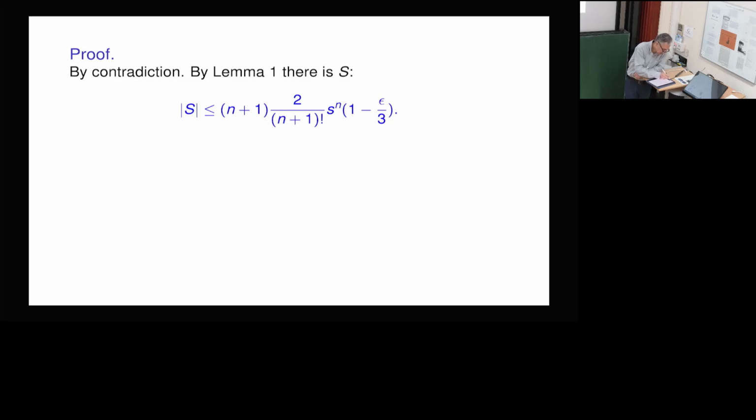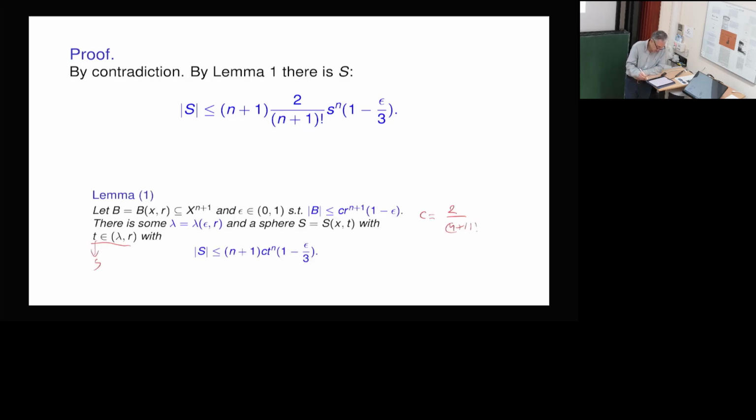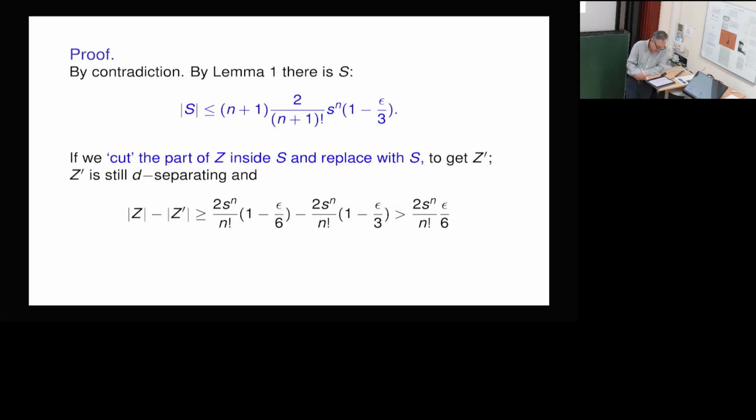So this is my sphere that satisfies this inequality. I remind you that I get it from this lemma, and I apply the lemma for C equals 2 to the n plus 1 factorial, and the T is the S here. Now if we cut the part of Z inside S and replace it with S, as I said before, we get another polyhedron, which is still deseparating because this S was smaller than this, so I didn't create a big connected component.